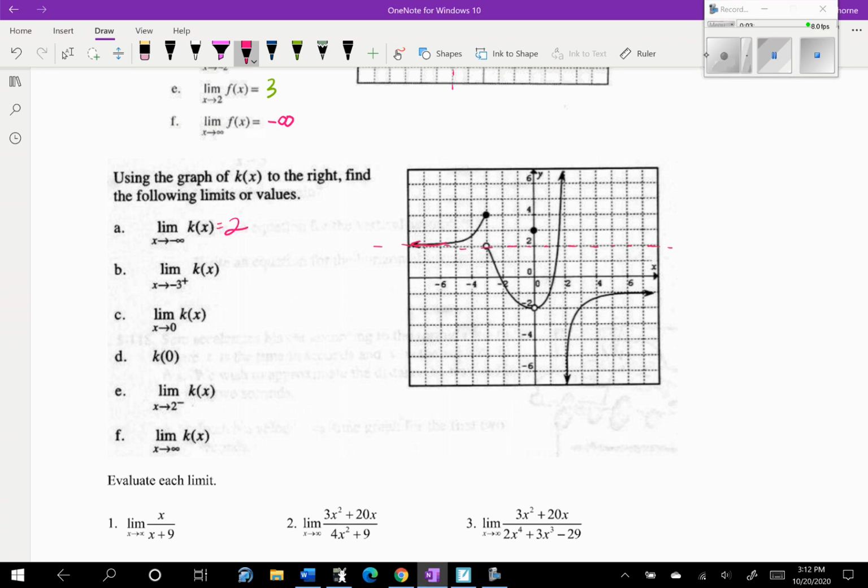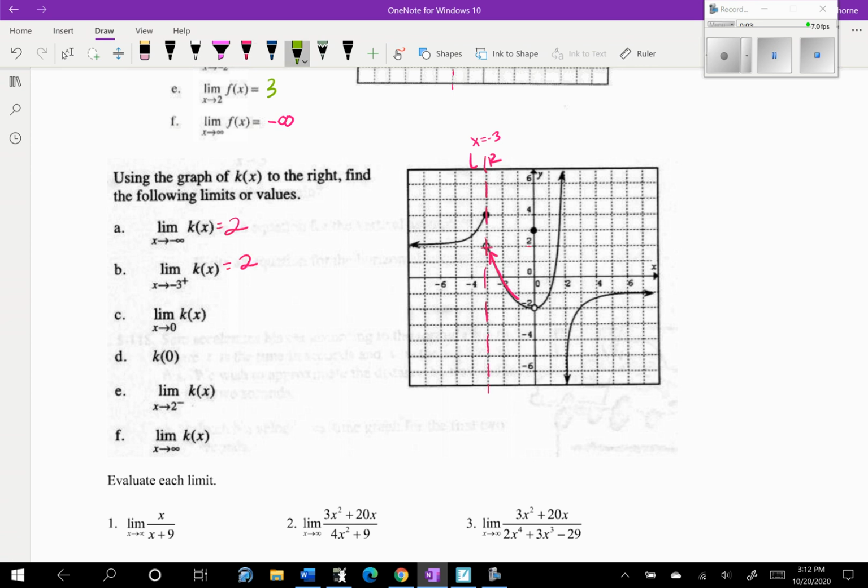For the next one, we have the limit as x approaches negative 3 from the plus side, means the right side. So where is negative 3? It's right here. This is x equals negative 3. And we are looking at what happens on our graph from, again, this is the left and the right. So from the right side would be this portion of our graph here. So you notice that the y values are approaching 2.